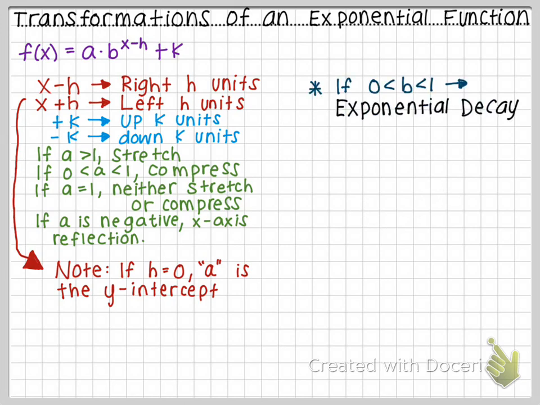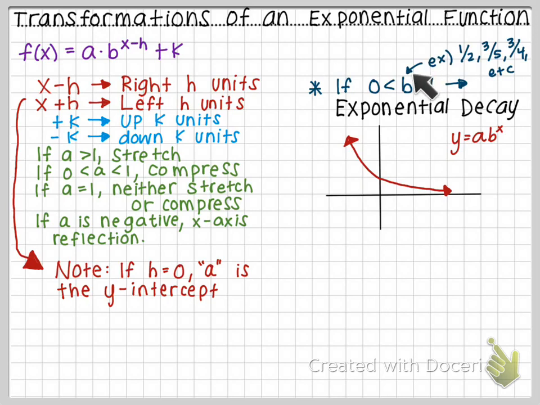Okay, so let's talk about exponential growth and decay. If b is in between 0 and 1, it's going to be exponential decay. And this is what exponential decay looks like. We get bigger and bigger and bigger, and then we get really small. It's decaying. Okay? For example, when we talk about something in between 0 and 1, we're talking about 1/2, 3/5, 3/4, etc. All of these numbers are in between 0 and 1.